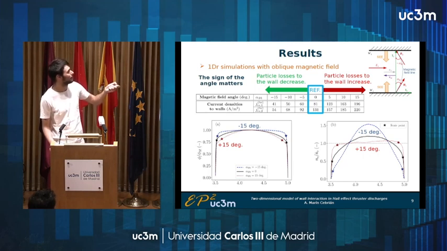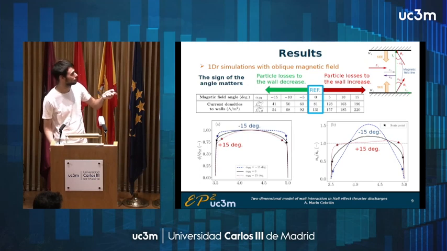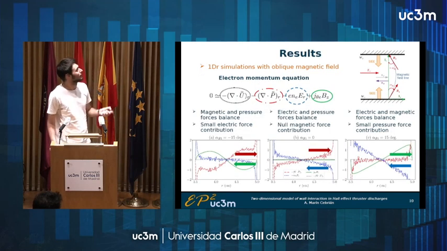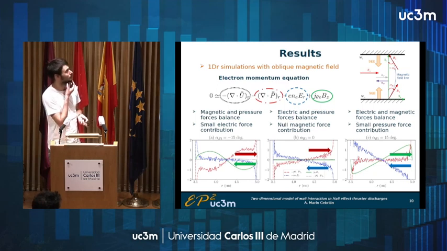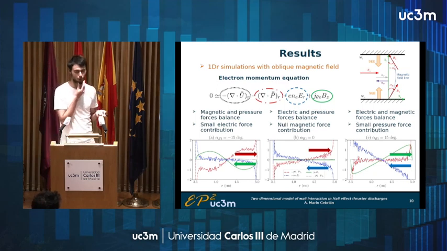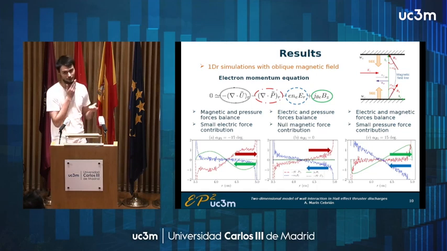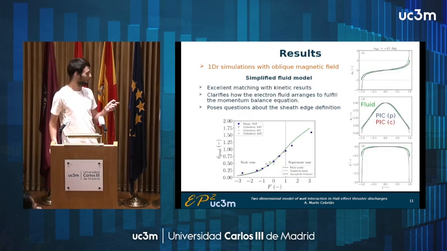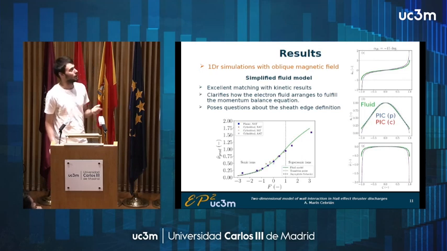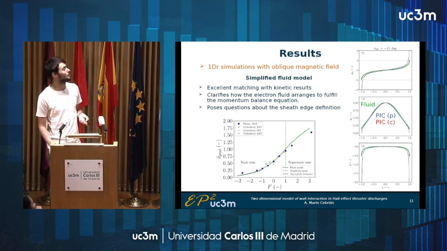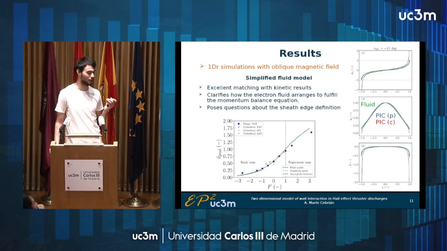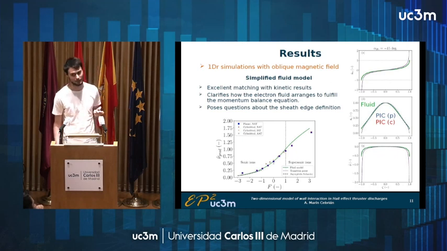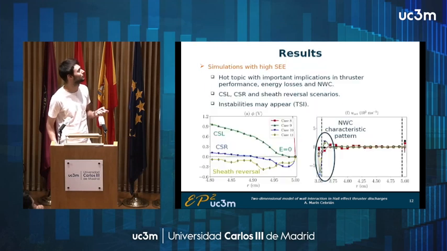It also has some effects on the profiles of some main macroscopic magnitudes in our domain. This can be explained by the radial electron momentum equation, which I'm not going to go into much detail about, but if you are interested, later I can elaborate a little bit more. And in order to explain our results a little further, we developed a simplified fluid model which has an excellent matching with our kinetic results and helps us to understand and poses some interesting questions about some typical assumptions that are taken in fluid models which may not be true anymore.